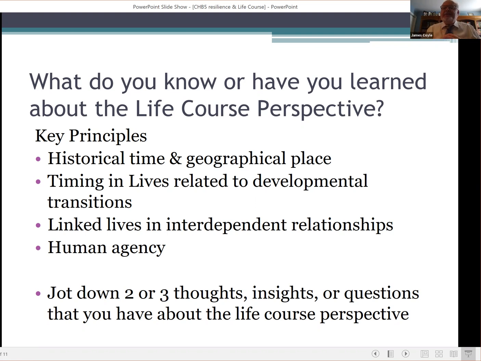This is not something that people go through individually. There are linked lives of interdependent relationships, and there's also a sense of human agency. People aren't just stuck responding to what's going on around them. They do have the ability to make some choices about what's going to be helpful for them, very similar to what we talked about with resilience. Again, jot down two or three thoughts or insights that you can use in an exercise that we're going to have in class.